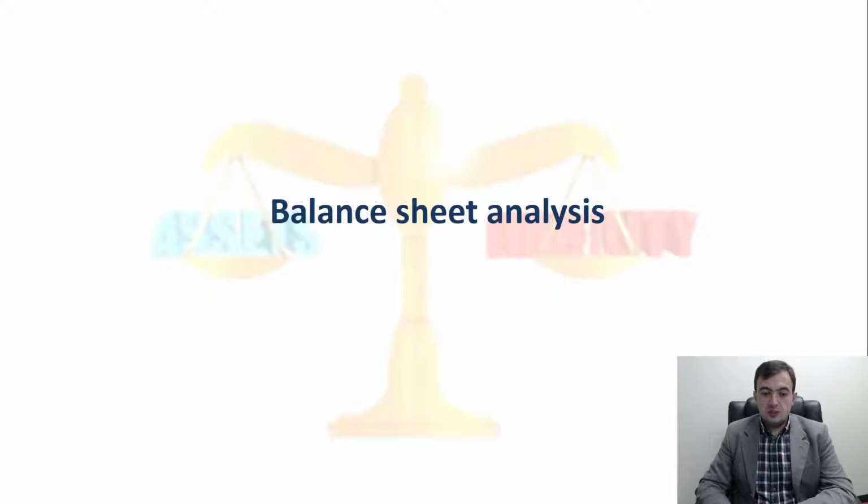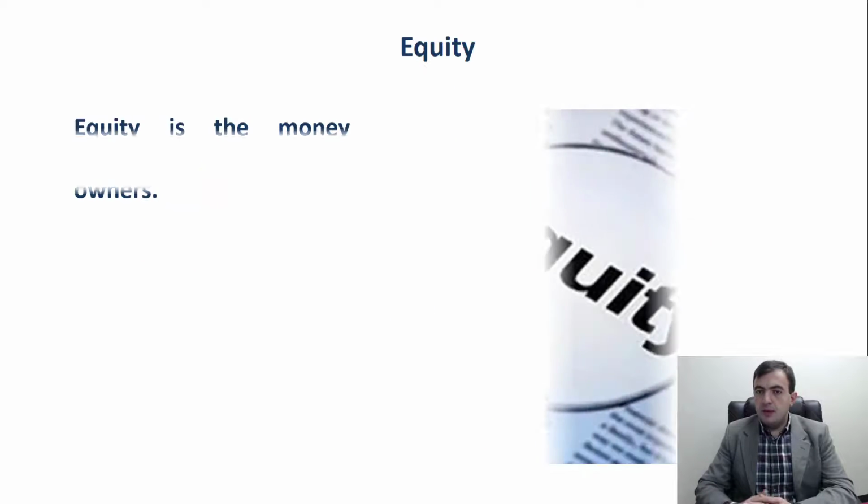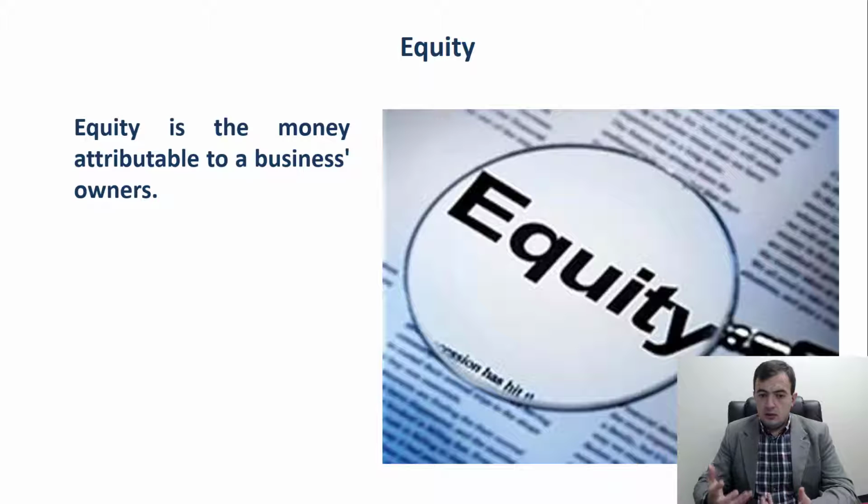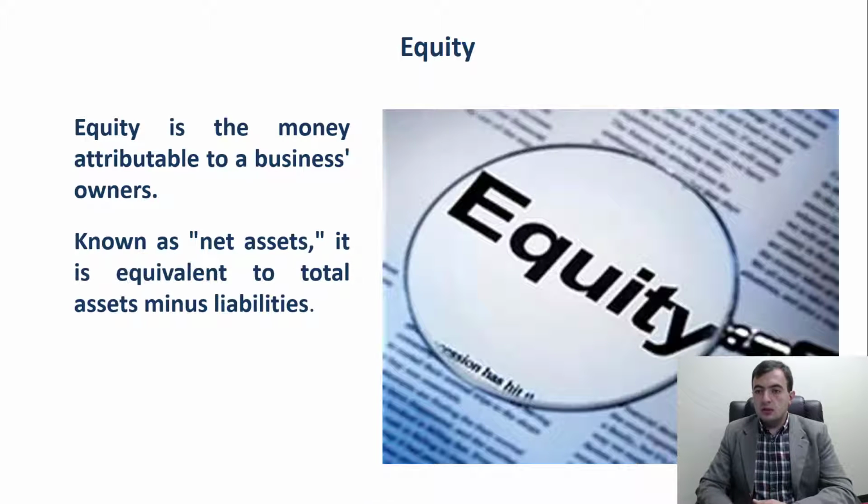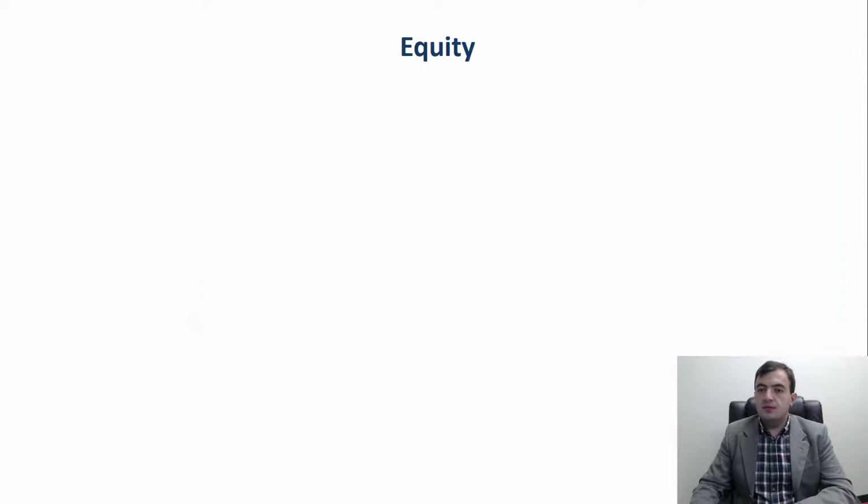Next major dimension that we are analyzing in balance statement is the equity. So equity is the part of the statement that shows the proportion of ownership of shareholders of the business, and it's important to analyze and understand its percentage in balance statement. It is also known as net assets, and it is equal to total assets minus liabilities. So using that formula, we can figure out the equity of the company.